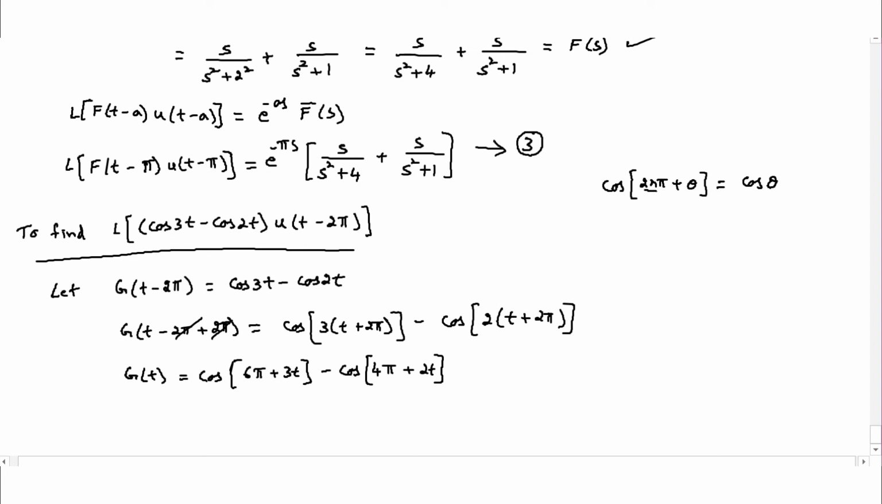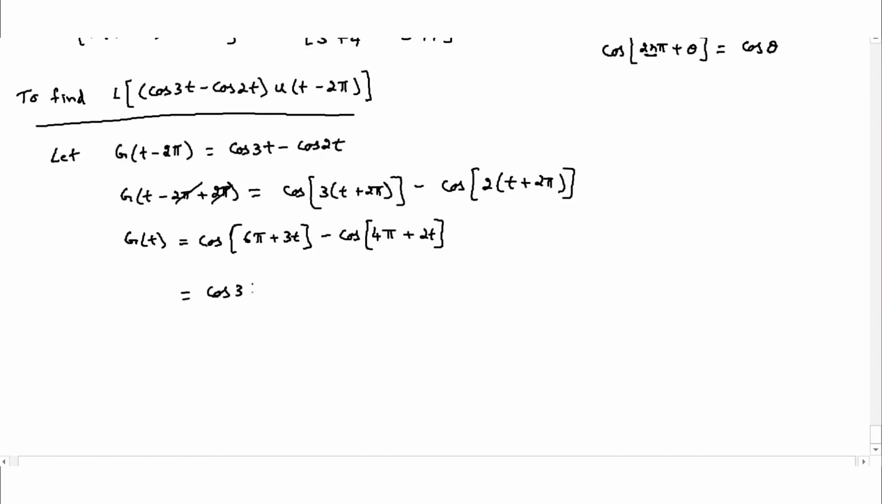So whenever you have even multiple of pi, cos of 2n pi plus theta will always be in the first quadrant. In the first quadrant, cos is positive, therefore we will be getting cos theta. So applying that rule over here, this will be equal to cos of 3t minus, over here, you will be getting cos of 2t.